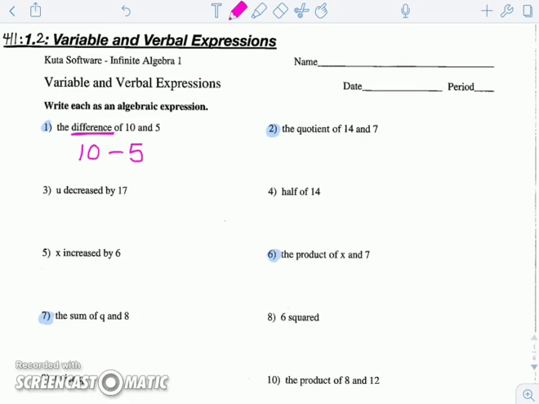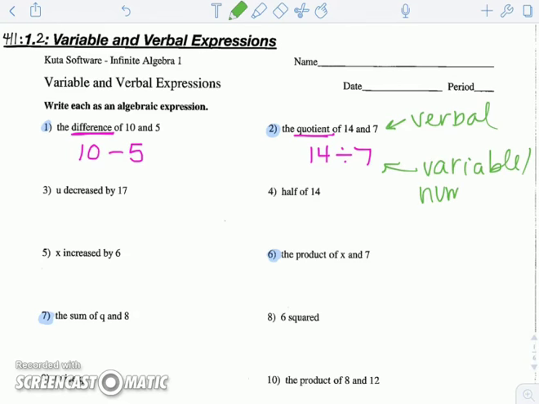Number 2, the quotient of 14 and 7. Quotient tells me I'm working with division. That's my key word there. So 14 divided by 7. This is a verbal expression, and this is my variable, or in this case, numerical expression. But when we have numbers or variables, that's the variable, I'm sorry, variable or numerical expression. But when we're talking with words, that's when we're saying the verbal expression.